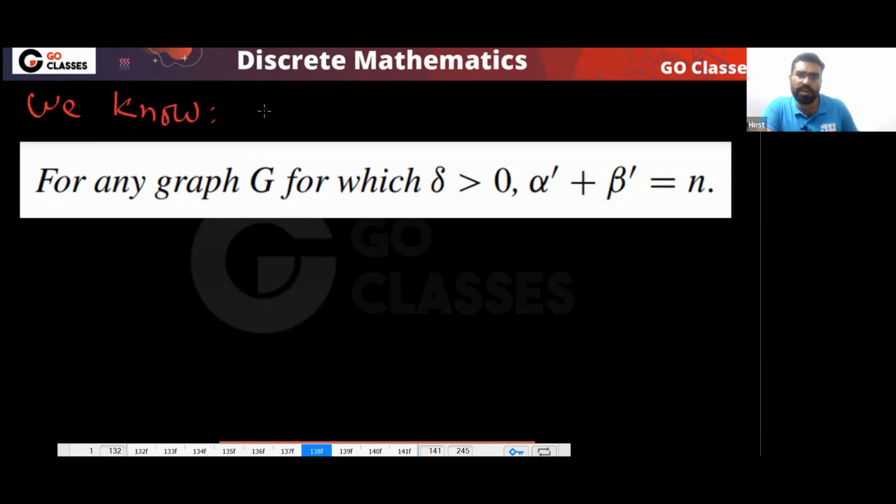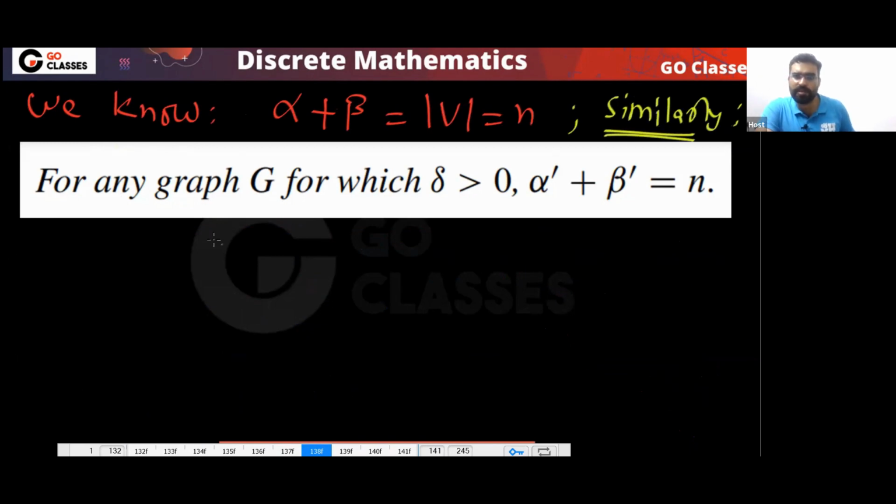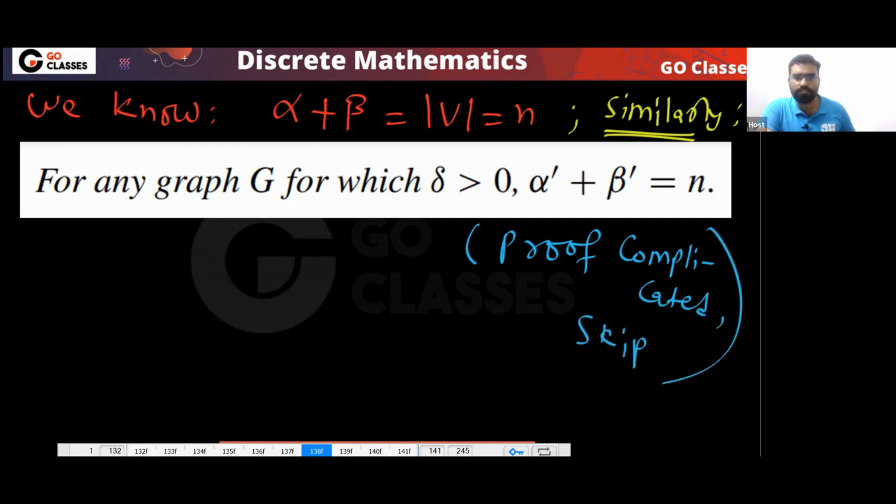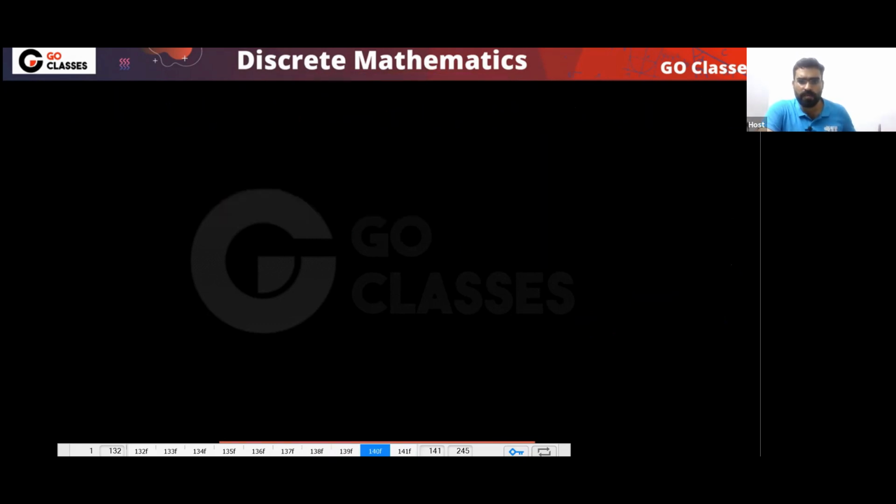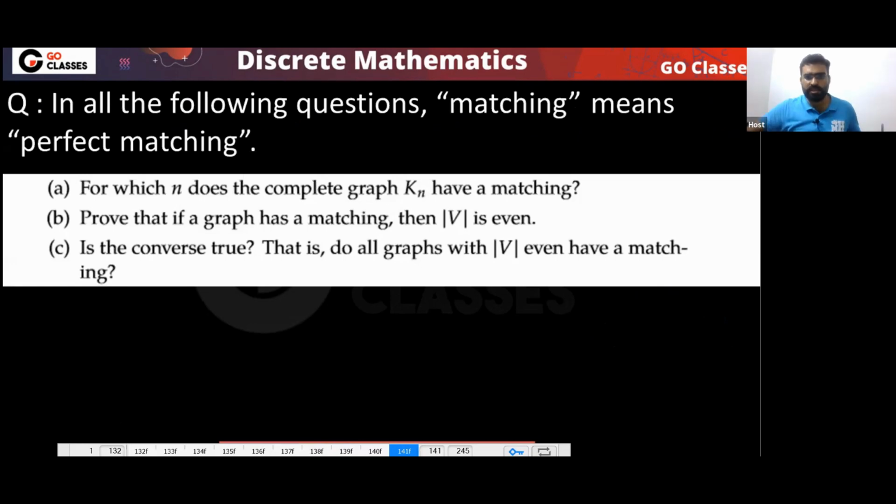We know that alpha plus beta is equal to the number of vertices, which is n. Similarly, the proof you can skip. But these are actually simple because you already know this, so automatically you can understand this also. Okay, so this is our topic and this is the complete analysis, which we have already seen.